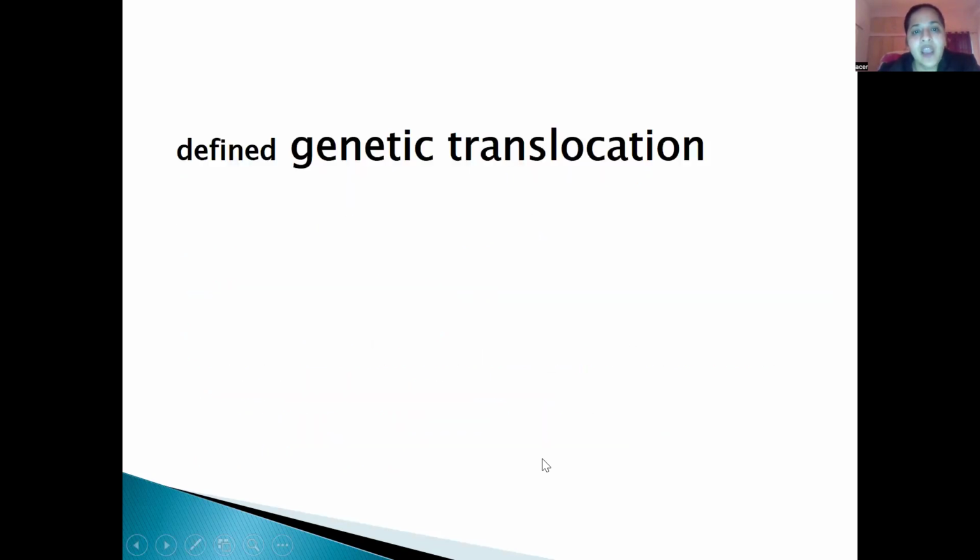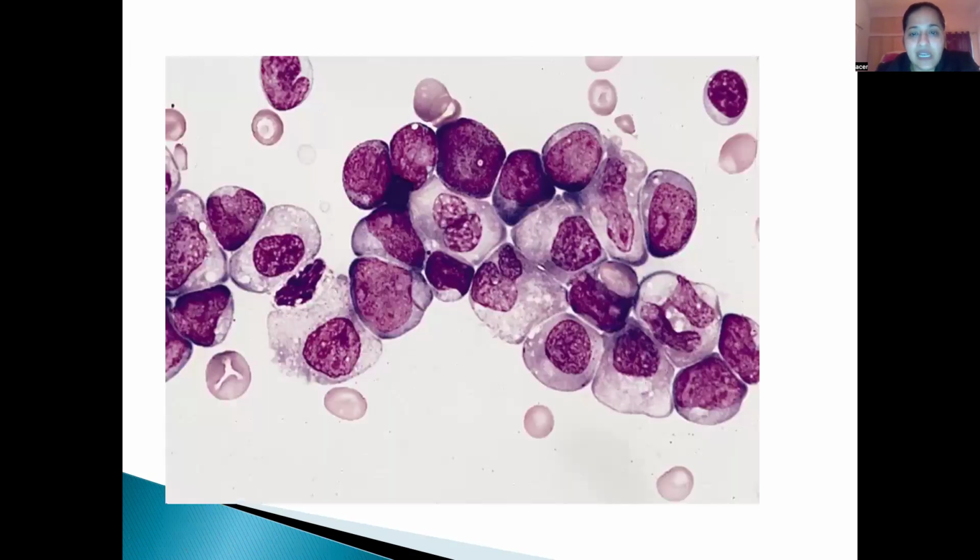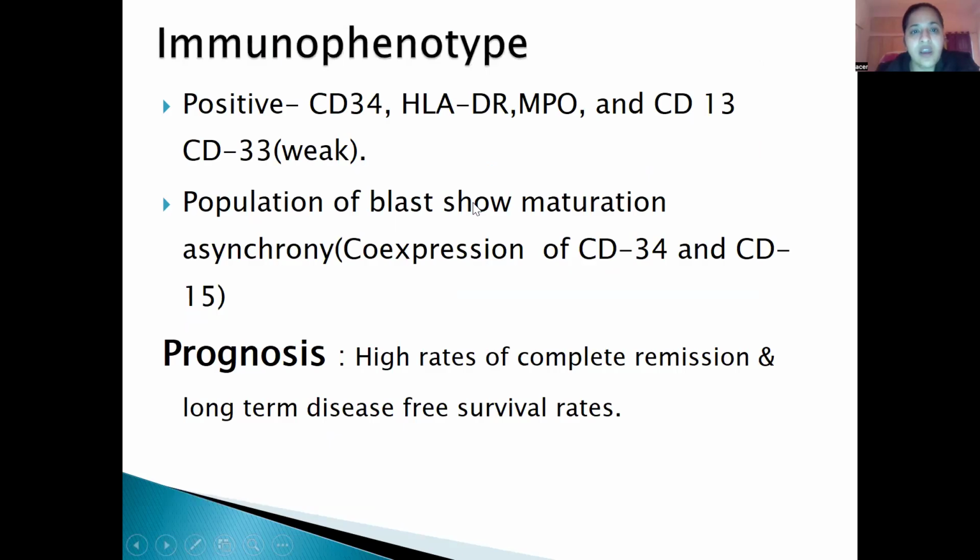Now we come to the defined genetic translocations. AML with RUNX1-RUNX1T1 has predominantly neutrophilic maturation. There are large blasts with abundant basophilic cytoplasm, and they contain eosinophilic granules. As neutrophilic maturation is there, the eosinophilic granules will obviously be present. It is 1 to 5% of cases of AML, and it is seen in younger patients. As you can see, these are the blast cells with the granules. They are positive for CD34 and show maturation asynchrony, that is, co-expression of CD34 and CD15. It has complete remission and long-term disease-free survival.